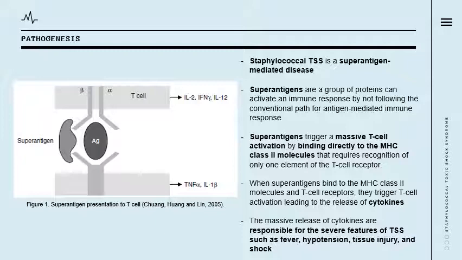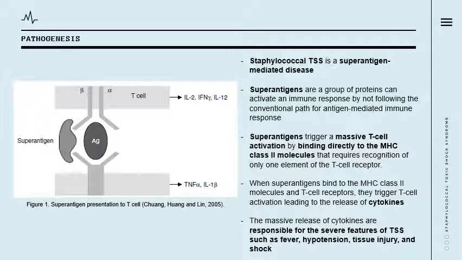Staphylococcal TSS is a superantigen-mediated disease. Superantigens are a group of proteins that can activate the immune system by bypassing certain steps in the usual antigen-mediated immune response sequence. Superantigens are not processed within the antigen-presenting cell before being presented to T cells. Instead, they bind directly to molecules of MHC class II, which requires recognition of only one element of the T cell receptor to trigger a massive T cell activation.